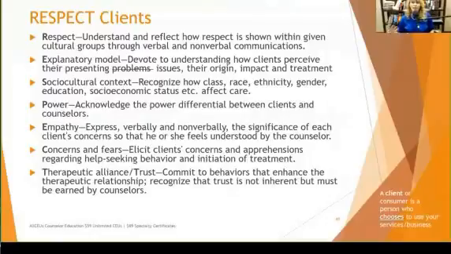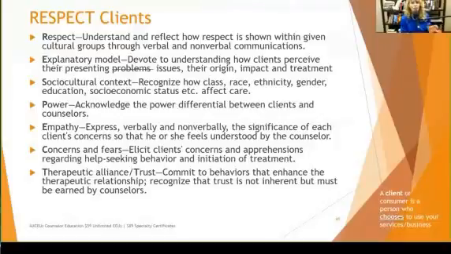Respect the clients by understanding and reflecting what their concerns are, and understand how respect is shown within different cultures. Explanatory model is E in respect. Devote understanding to how clients perceive their presenting issues, the origin, impact, and treatment.